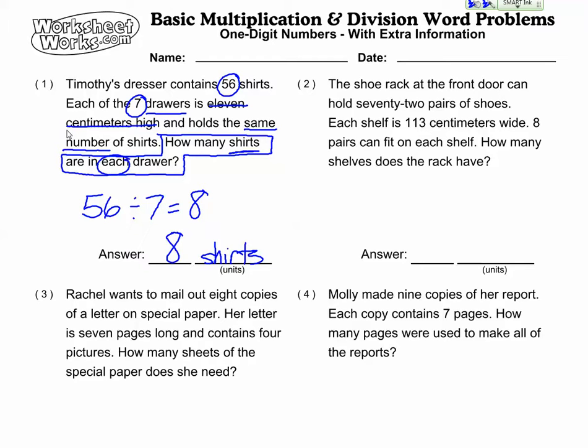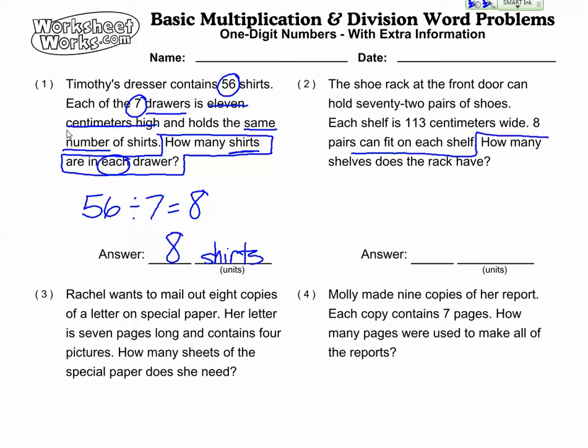Take a look at number 2. The shoe rack at the front door can hold 72 pairs of shoes. Each shelf is 113 centimeters wide. 8 pairs can fit on each shelf. There's that word each again. How many shelves does the rack have?